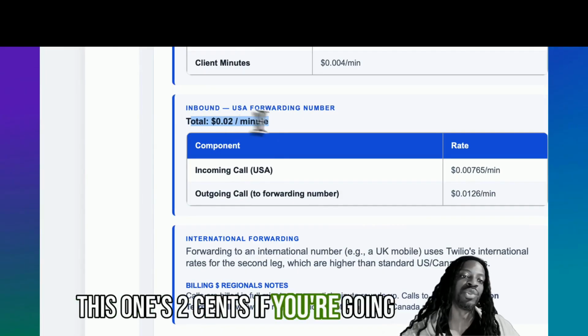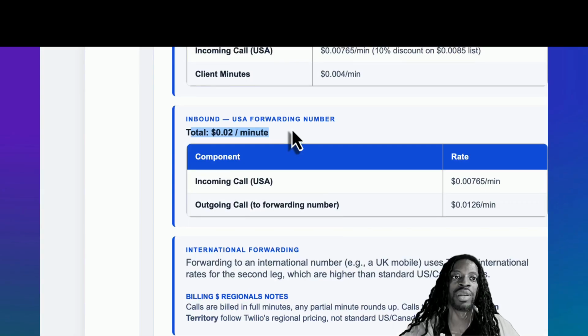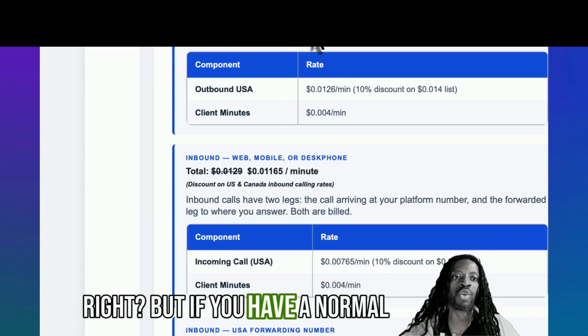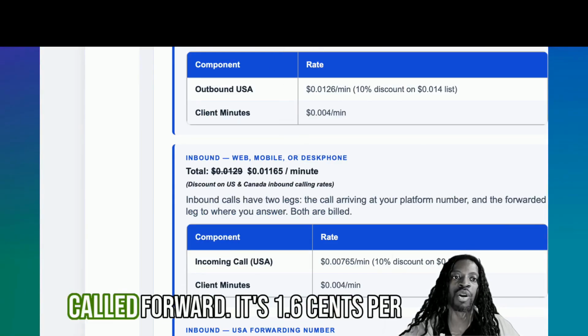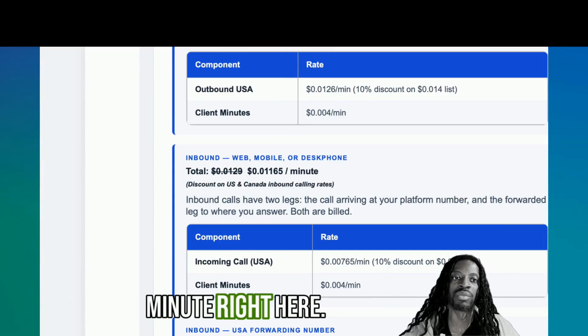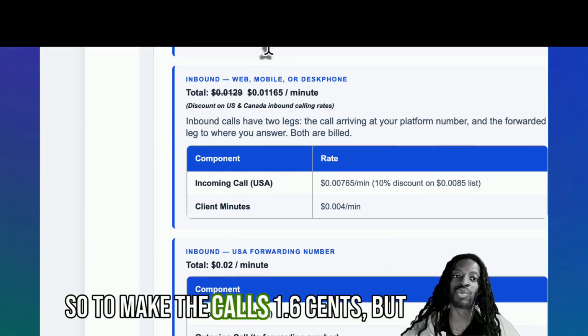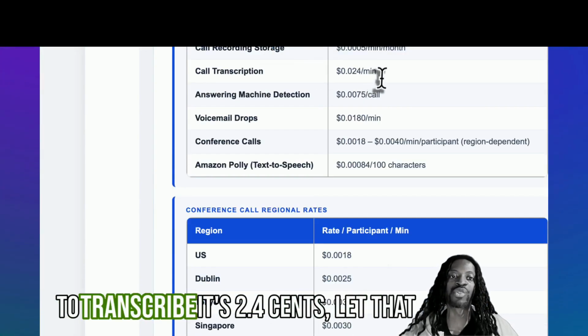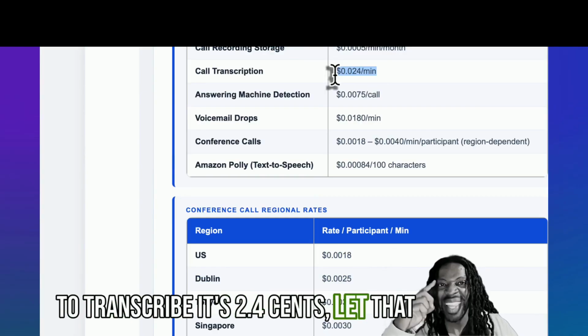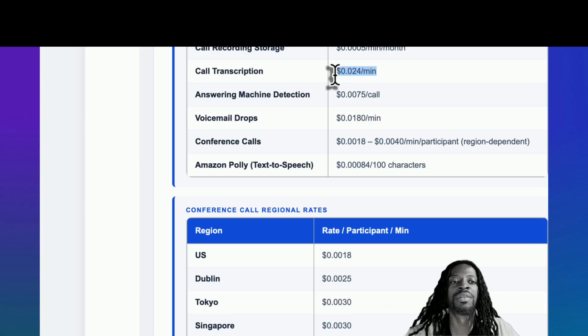This one's 2 cents if you're going outbound on a call forward, right? But if you have a normal outbound call that's not being call forwarded, it's 1.6 cents per minute right here. 1.6 cents. So to make the call it's 1.6 cents, but to transcribe it's 2.4 cents. Let that sink in a minute.